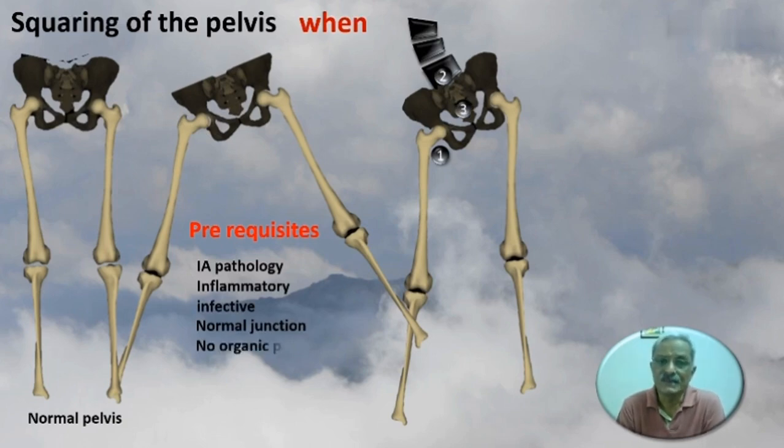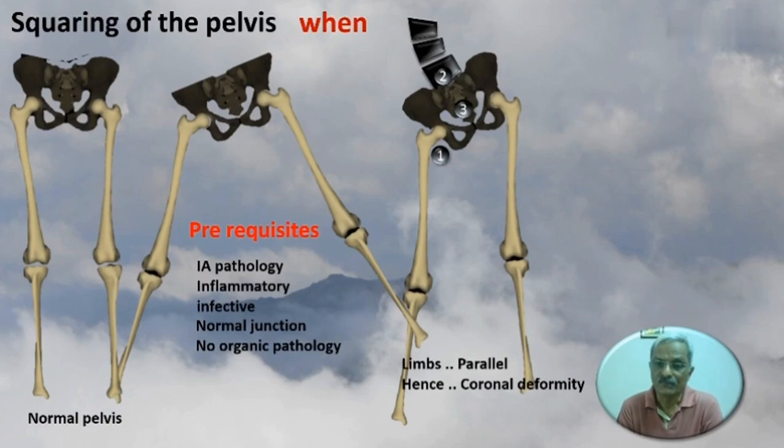The third one is there shouldn't be any organic pathology. For example, if the pelvis is of rachitic type following rickets or following trauma, you cannot really square the pelvis. So the deformity is not concealed, it's always revealed in organic pathology. If you observe here, both lower limbs are parallel to each other. You can propel forwards. There is a coronal deformity.